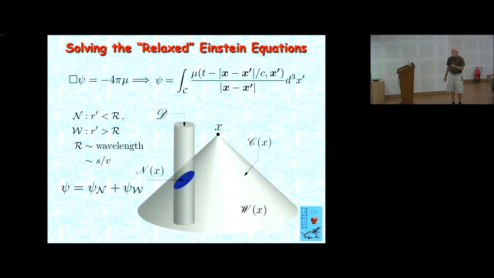You want the field here, then you have to evaluate the source along this past null cone and do the integration over all x prime, but as x prime gets bigger, as this grows and grows, you're also going back in time all the way to the infinite past. So as your integral goes to infinity in space, you're also going back into the infinite past. So you need to know the source everywhere along this past null cone of your field point in order to find the solution.